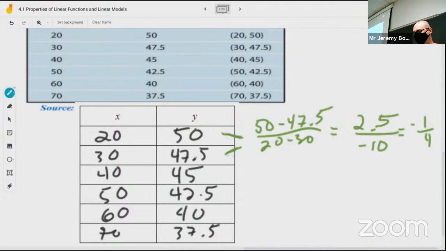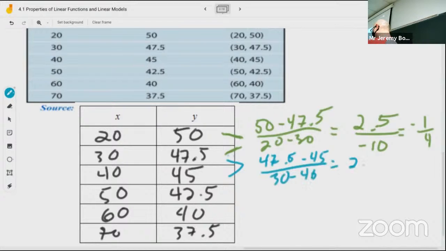So we're not going to do these two next, which is a mistake I often see. We're going to do these two next. We're going to do the (30, 47.5) and the (40, 45). So we're going to do 47.5 minus 45 over 30 minus 40, which is again going to be 2.5 over negative 10, which is negative 1/4. And we can continue that.